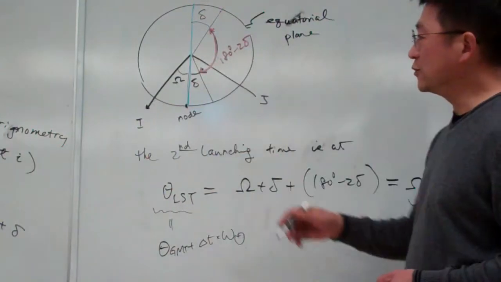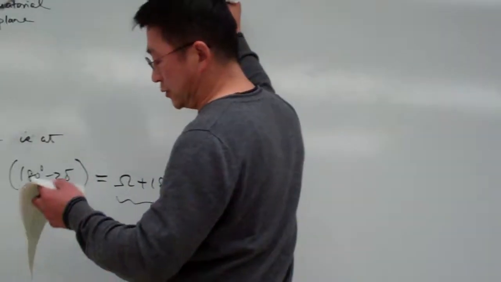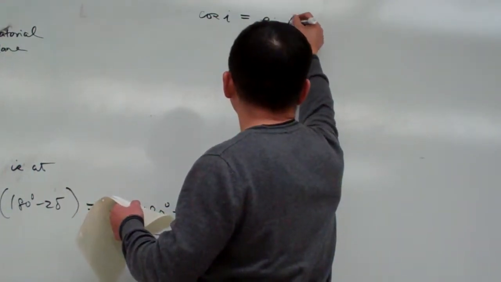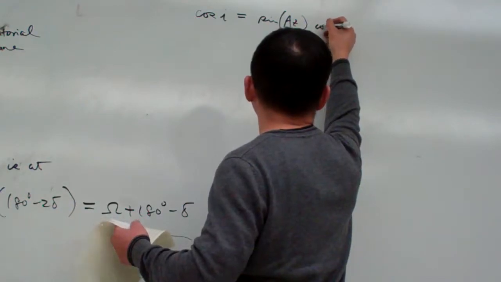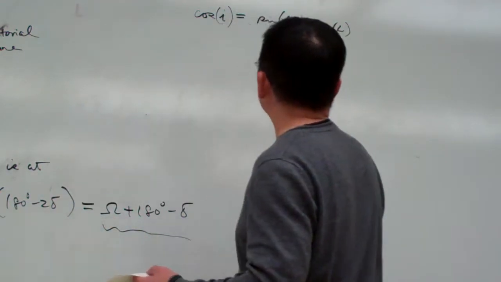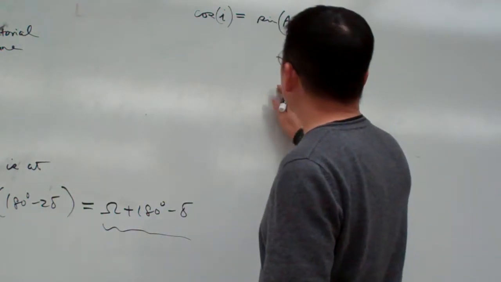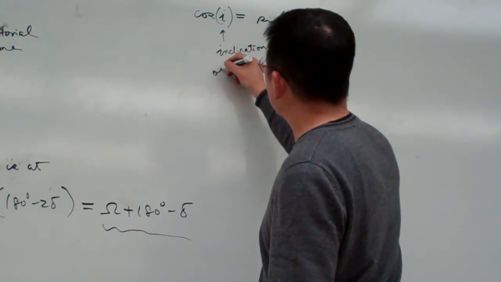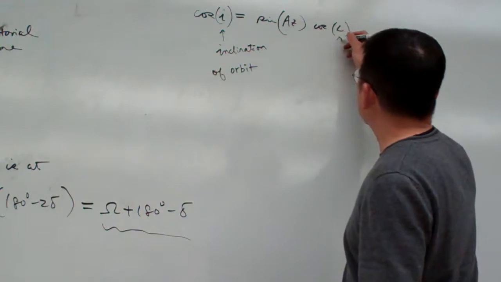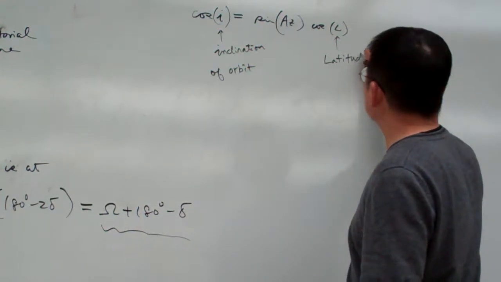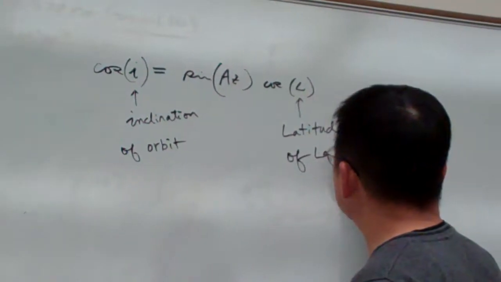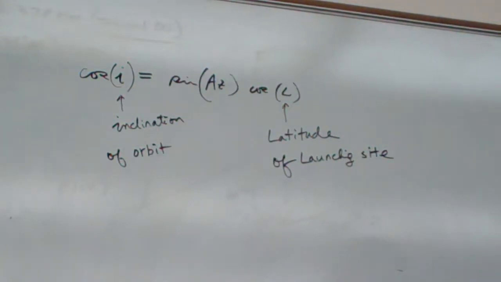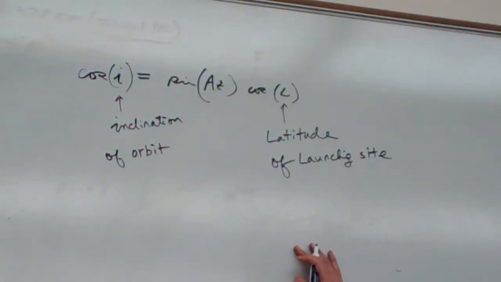The second important thing, I want to take this angle and give you another thinking. Again, using spherical trigonometry, we have the second relation: cosine I equals sine Az times cosine L. So what is this relation? This I is the inclination of the orbit, and this L is the latitude of the launching site. Due to the geometry, this relation must be satisfied.